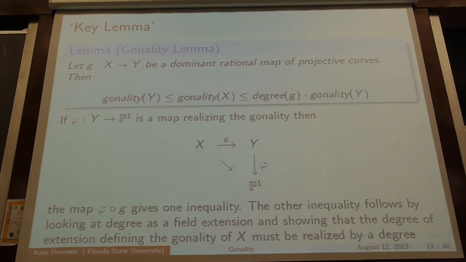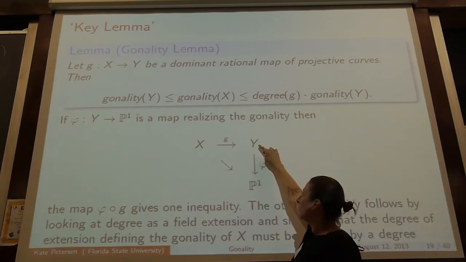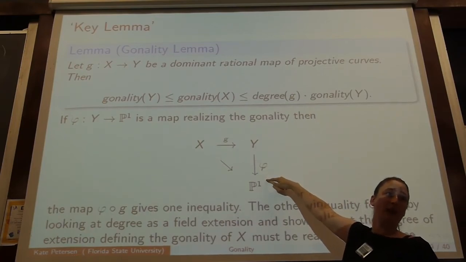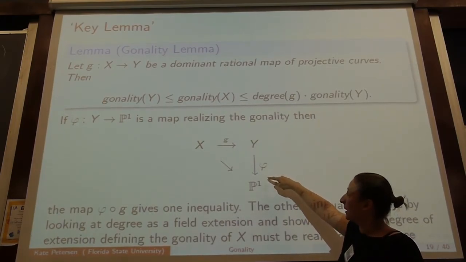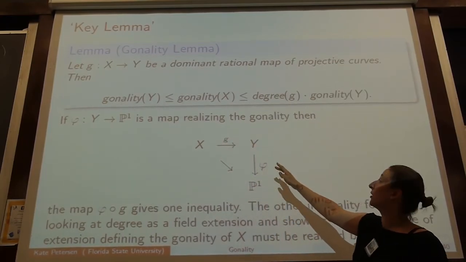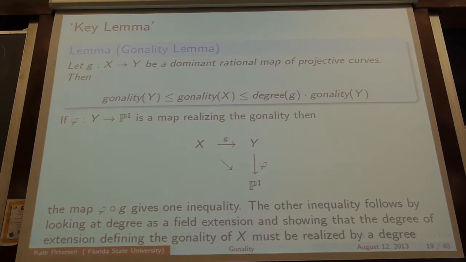So let's say this map phi is the smallest degree map realizing the gonality of Y. Then I can bound the gonality of X just by the degree of G times this degree. But it turns out that I actually get a bound in the other direction, which essentially says that since X is mapping onto Y, X can't be less complicated in terms of gonality than Y. Okay, so we're going to use this fact over and over again.